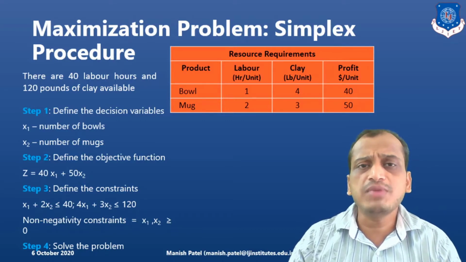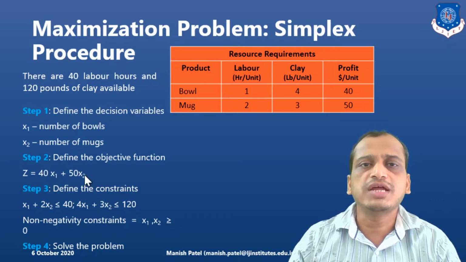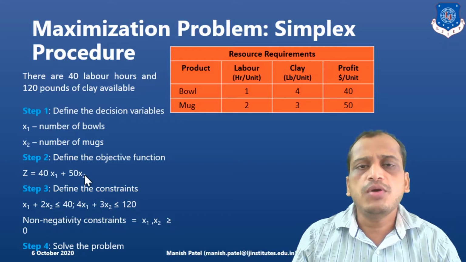Now the company wants to maximize the profit. The profit per unit is 40 for a bowl and 50 for a mug. So maximize z equal to 40 x1 plus 50 x2. That is our objective function. Clear? Now what about the constraints?